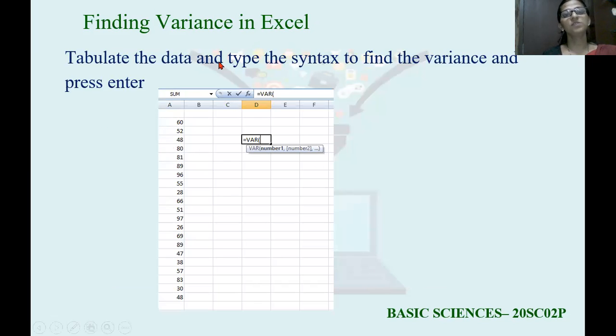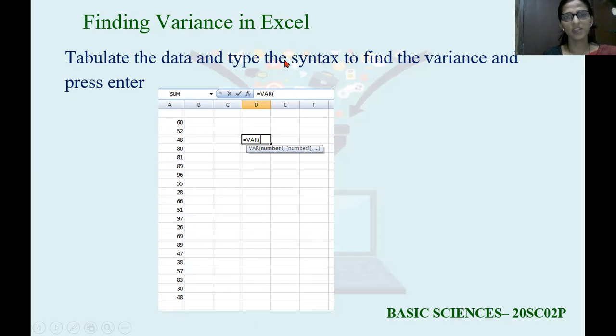So next comes how we can calculate variance in Excel. First, we should tabulate the data. Then Excel has an inbuilt formula to calculate the variance, that is equal to, type variance. When we type variance, we will get the inbuilt formula, which we select. Then we select the range for which we are going to calculate the variance, then press enter. It will give us the value of the variance.